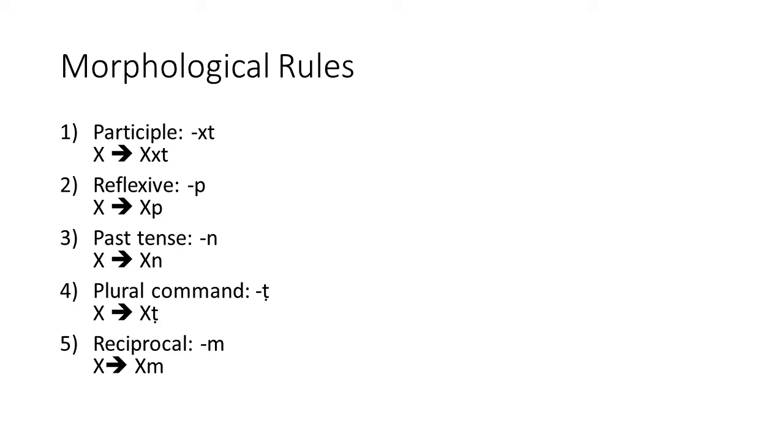So again, past tense, you just suffix an n. Plural command, if you want to address multiple people for a command, it's just the retroflex t, like the k sound at the end of a word. And reciprocal means something like each other, like we kiss each other, we hug each other. You put an m at the end. So let's look at this in a derivation.